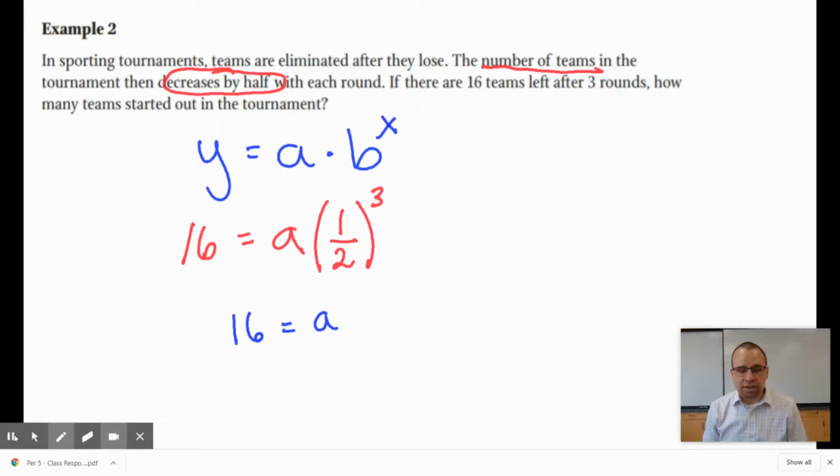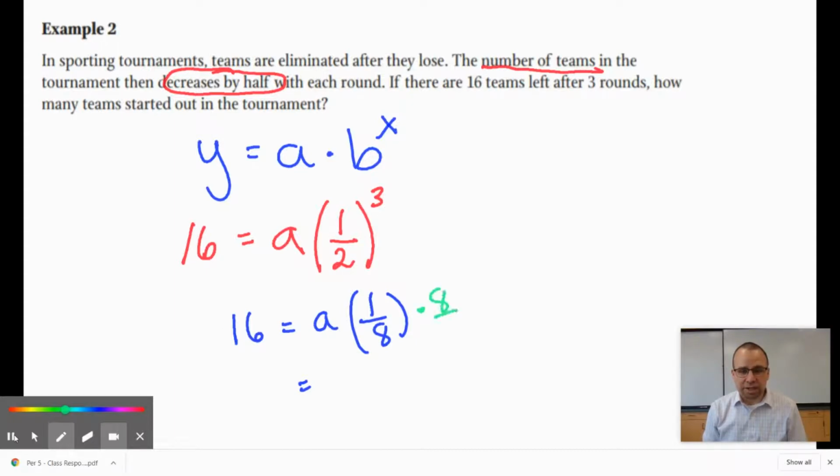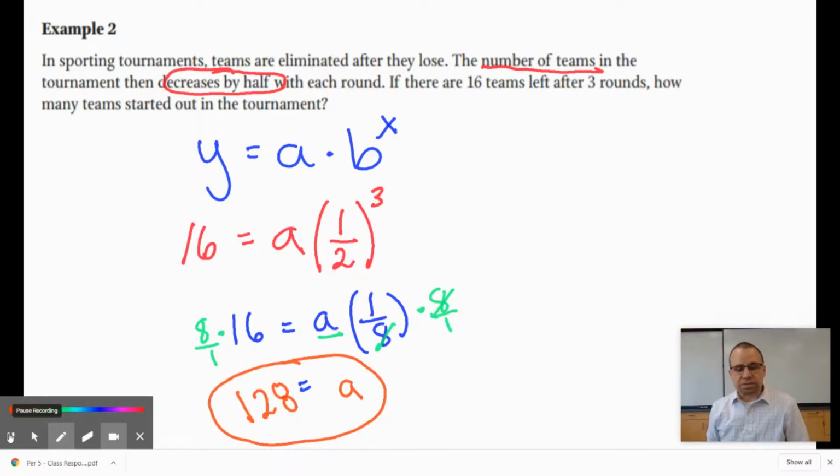Remember, 1/2 to the 3rd power is really 1/2 times 1/2 times 1/2, which is 1/8. And then, in order to solve this, we're going to multiply both sides by 8, or 8 over 1. And what that will do is leave us just with a, which is what we want. But that means we have to multiply this side by 8, or 8 over 1. Which leaves you with 128 is equal to A.